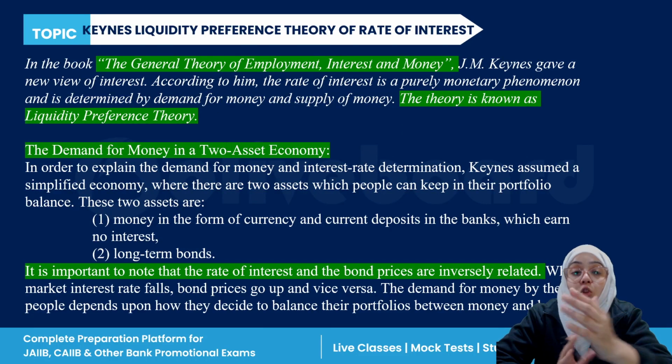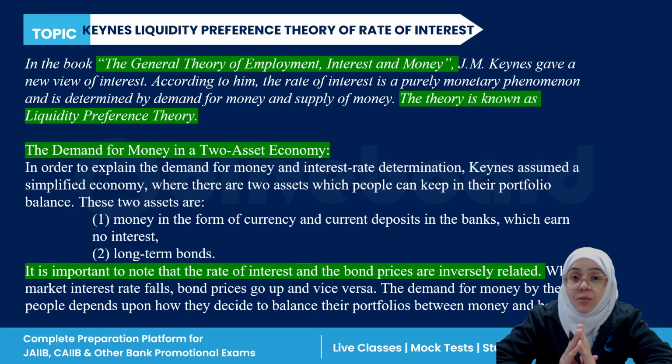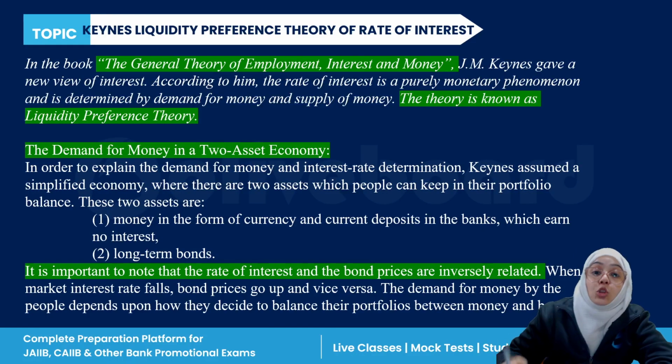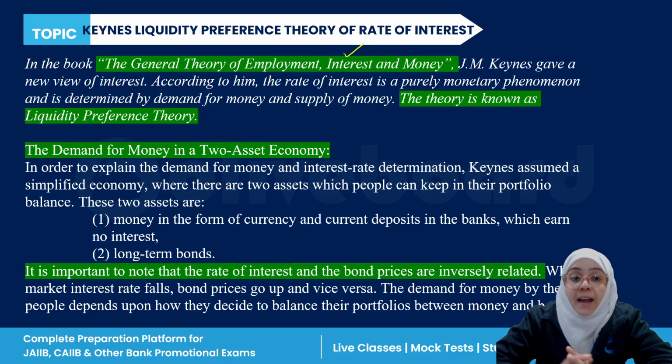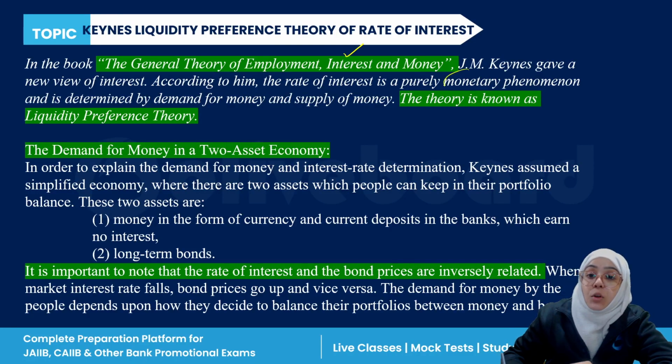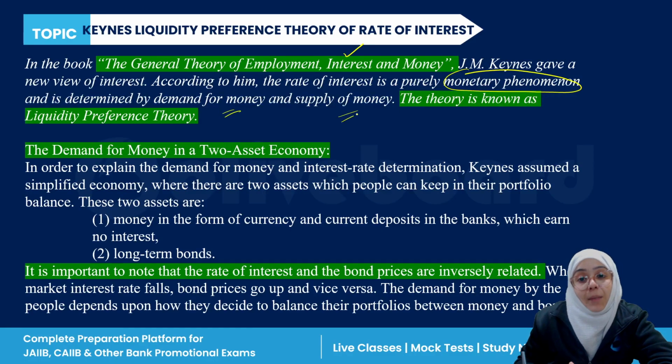Now, there is John Maynard Keynes's liquidity preference theory of interest. There was a very famous book written by J.M. Keynes, named General Theory of Employment, Interest and Money. According to this book, Keynes defined that the rate of interest is a monetary phenomenon and it is determined by the demand for money and the supply of money.